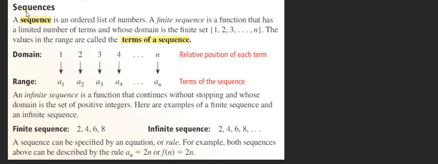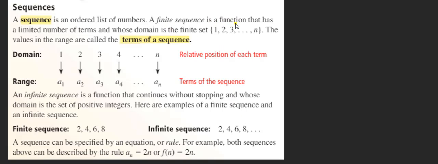In this video, we're going to talk about sequences and series. First, we'll talk about a sequence. A sequence is an ordered list of numbers. And we have a finite sequence and an infinite sequence. As you can see, a finite sequence has a limited number of terms, whereas an infinite sequence has an infinite number of terms.